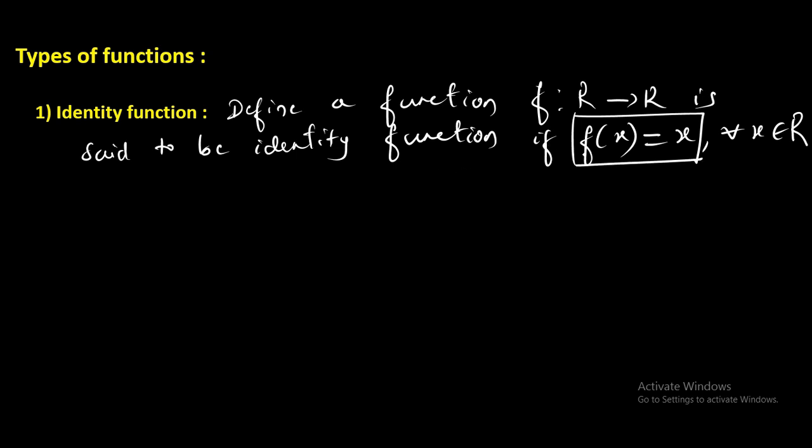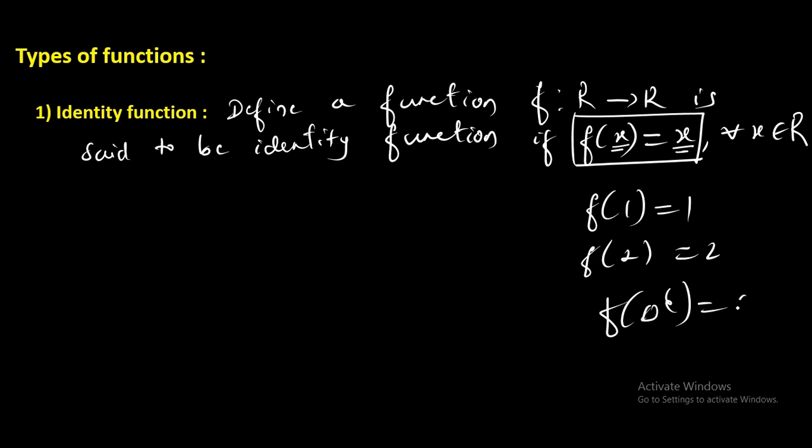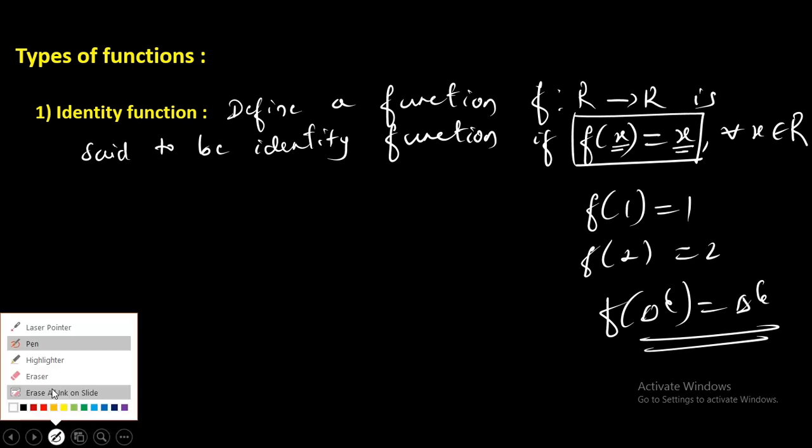Identity means similar, same. When you take x, the same x you should get. If I say f of 1, to call this identity function, f of 1 should be equal to 1, f of 2 is equal to 2, f of triangle, if you take the same triangle you should write, then only this is called as which function?